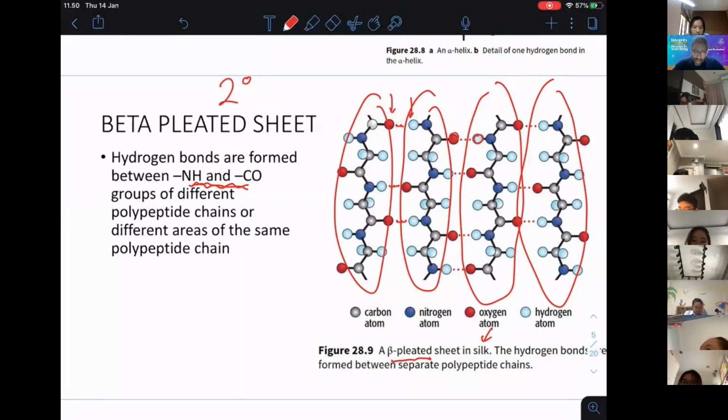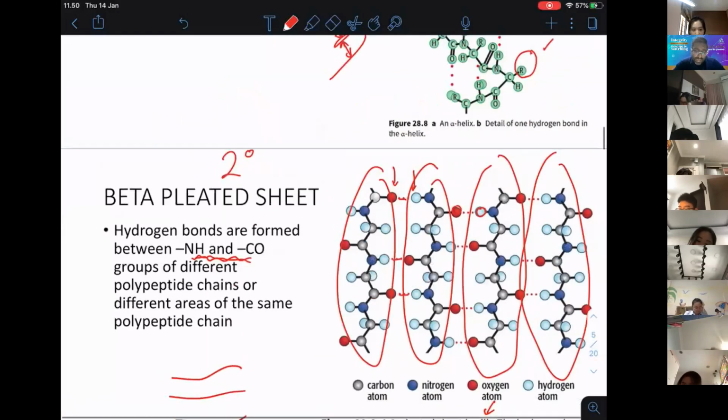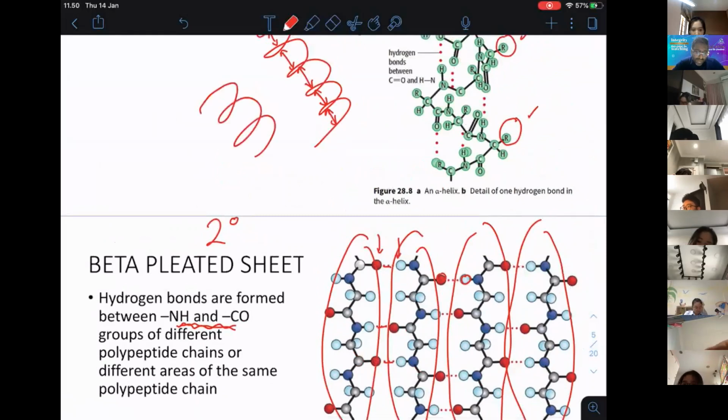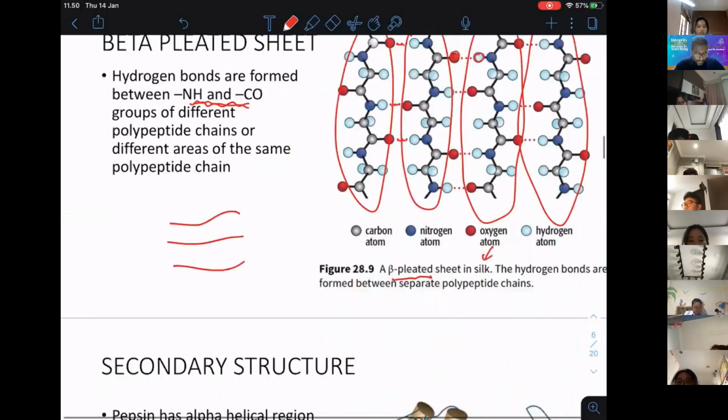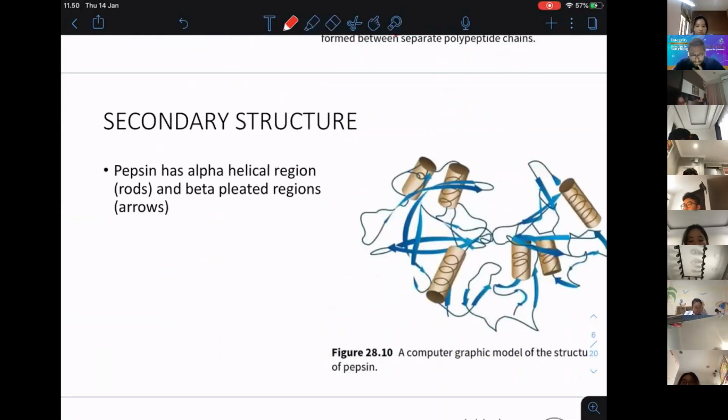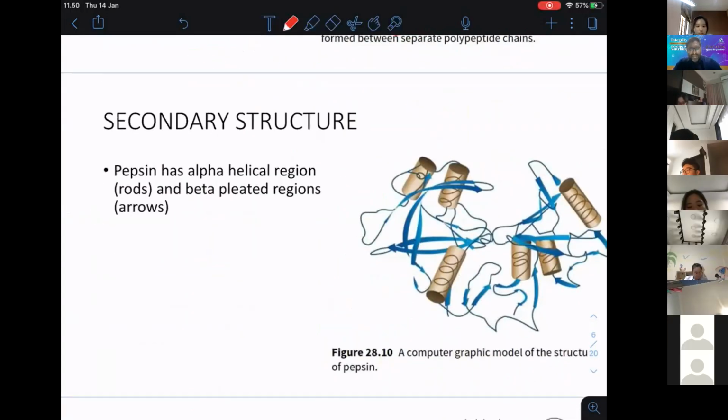If you have beta pleated, they have layers. If you have alpha, they have a helix, something like a single strand DNA. Not actually DNA, since that is combined with two strands, right? So this one is going to be single strand. So that is the alpha helix.